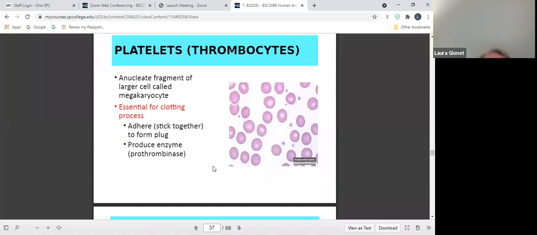Then we have platelets. Platelets are called thrombocytes. They are actually fragments of a cell that exfoliate off the surface of these megakaryocytes, which are these very large cells that produce the platelets on their surface, and it fragments and clusters up.